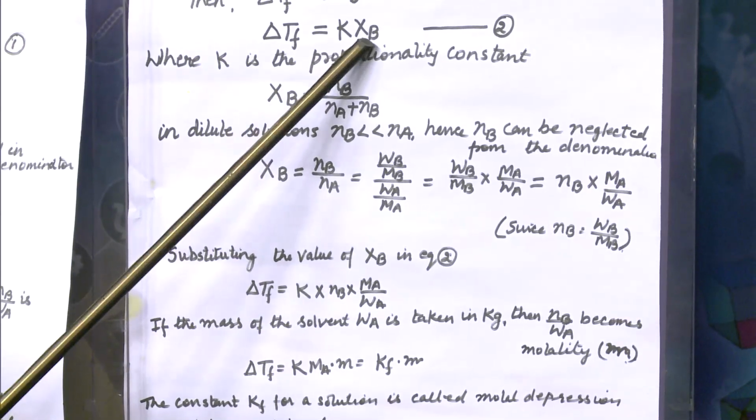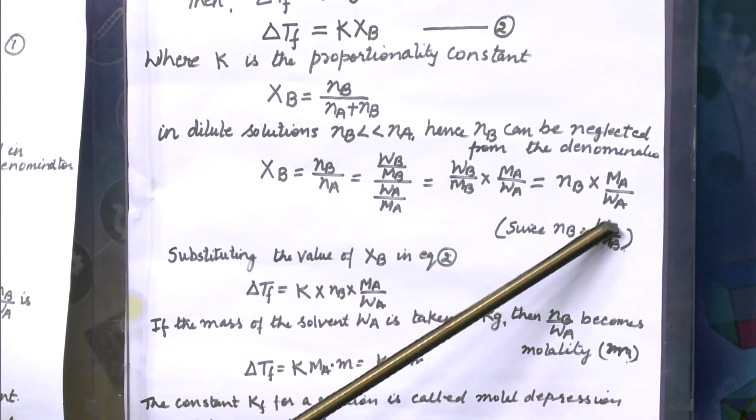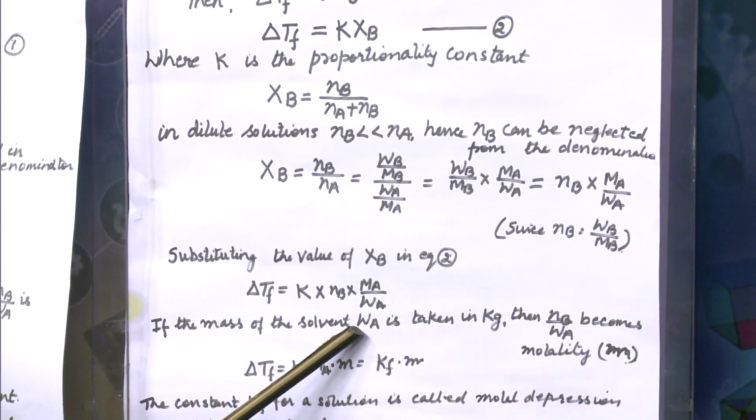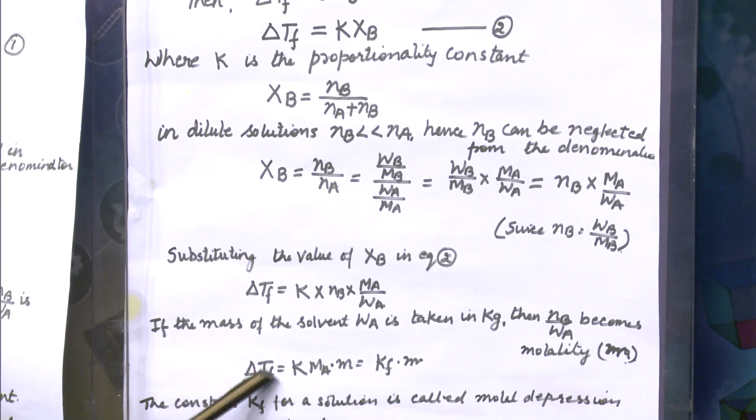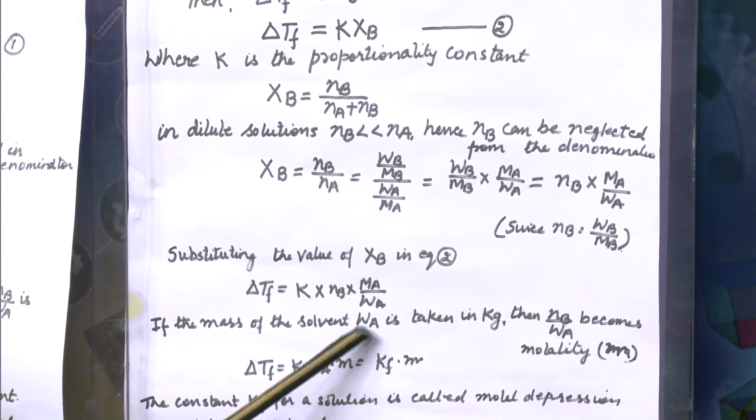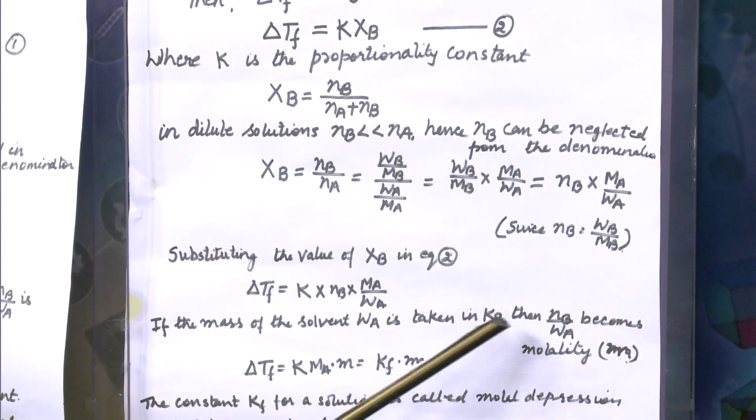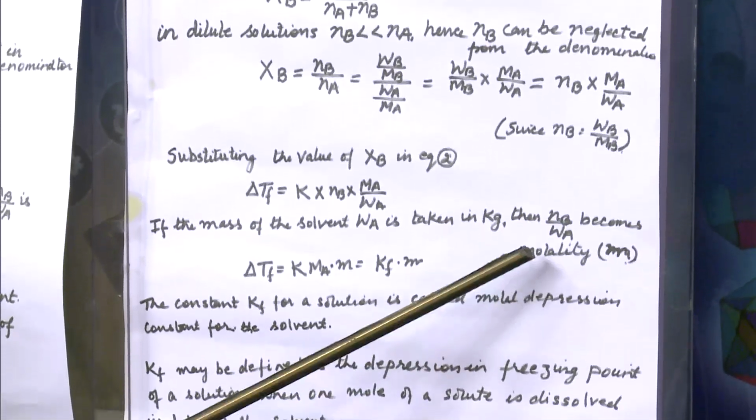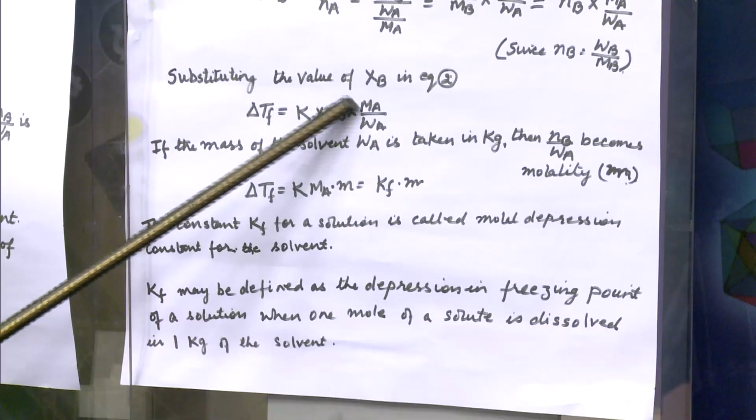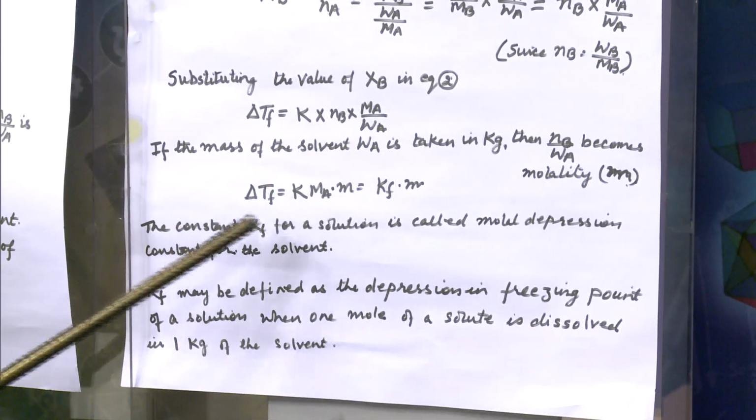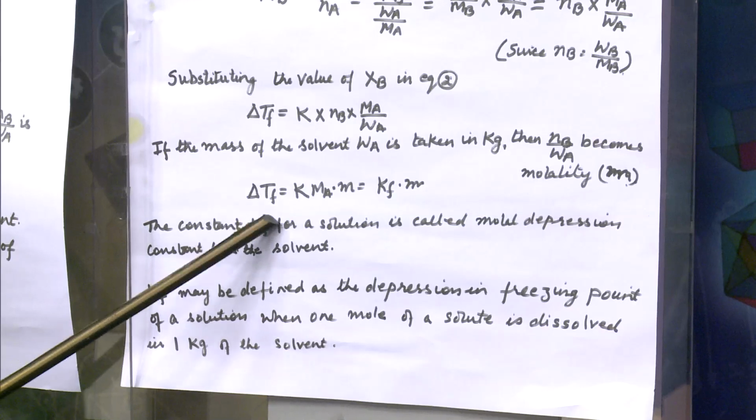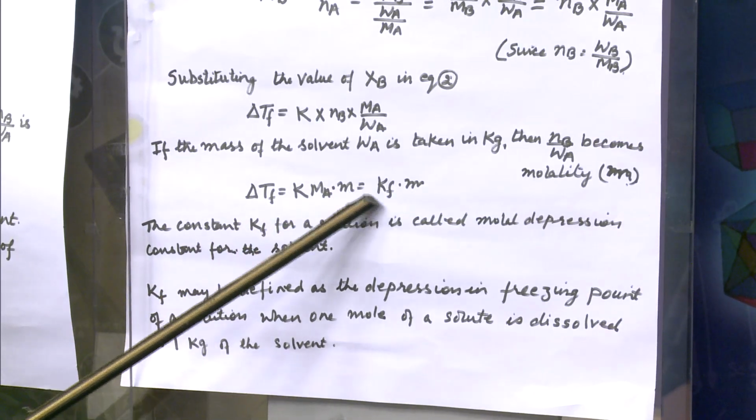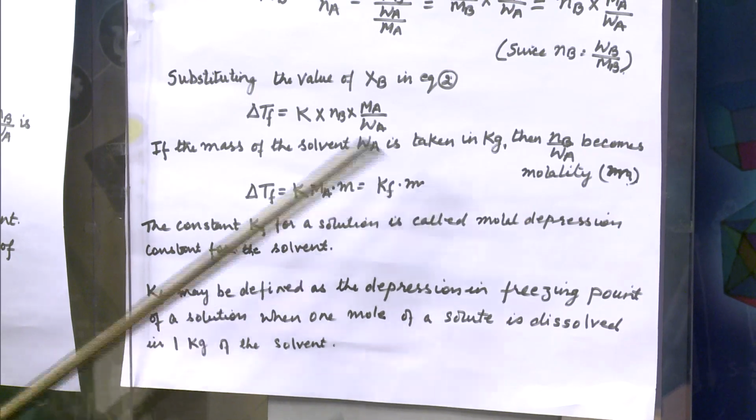Now, instead of Xb, we are writing this: Nb into Ma upon Wa. If the mass of the solvent Wa is taken in kilogram, then Nb upon Wa becomes molality. So this part is molality. Here, delta Tf is equal to Kf into small m, or we can say Kf into m.